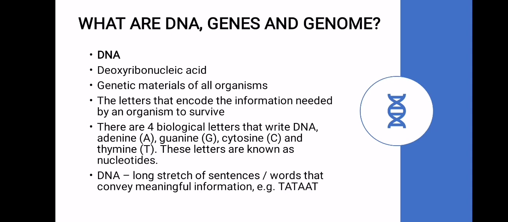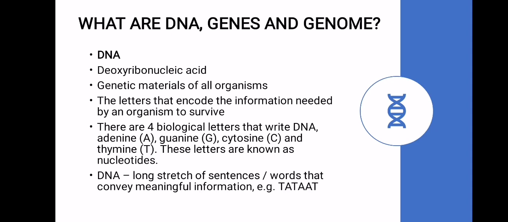DNA is actually known as deoxyribonucleic acid. It is the genetic material of all organisms. So even us humans also contain DNA in our cells, specifically in the nucleus. DNA is made out of letters that encode the information that is needed by an organism, including humans, to survive. There are four biological letters that write DNA, which are adenine A, guanine G, cytosine C, and thymine T. These letters are known as nucleotides.